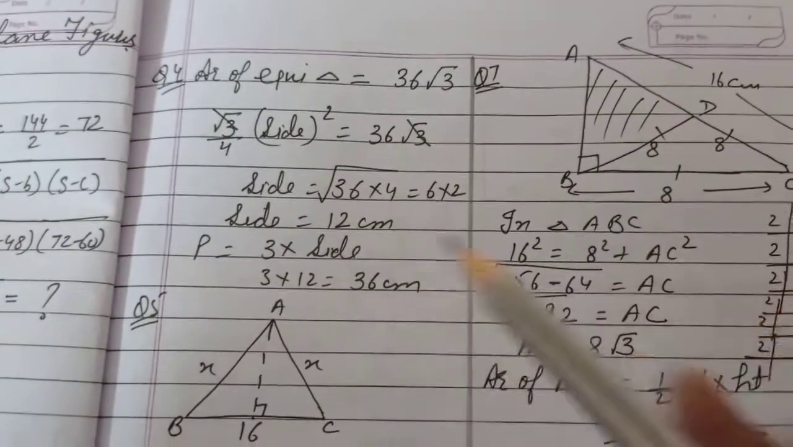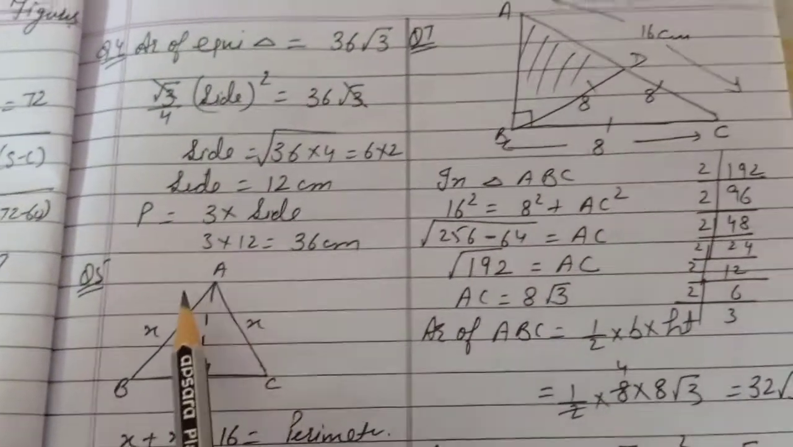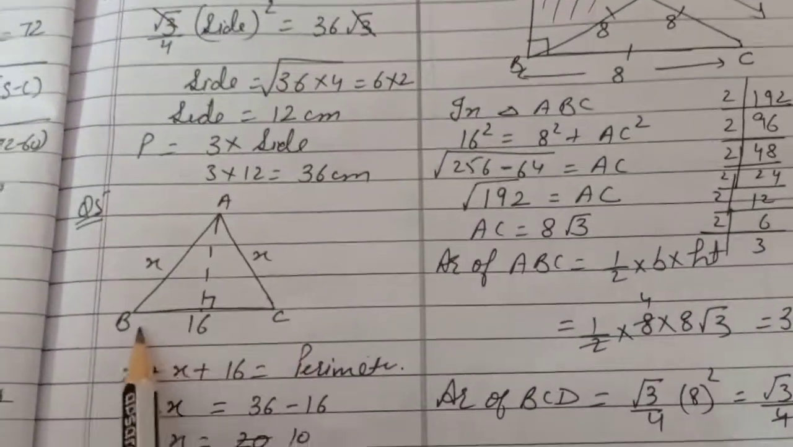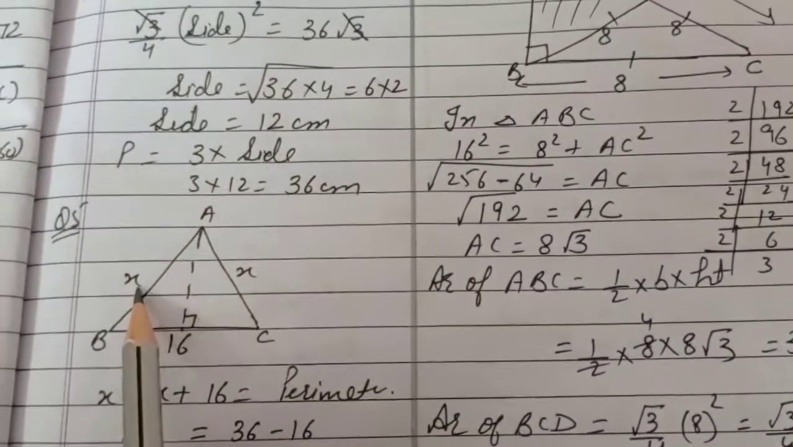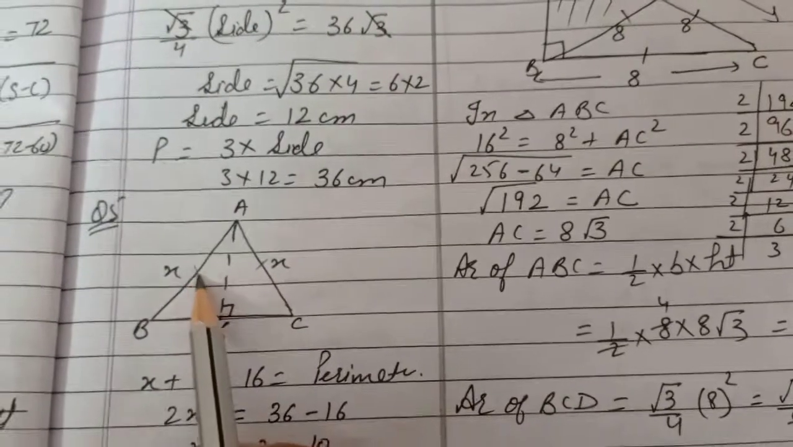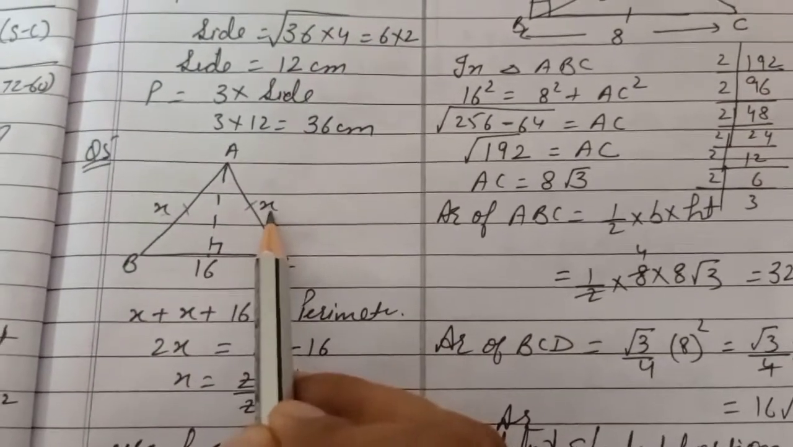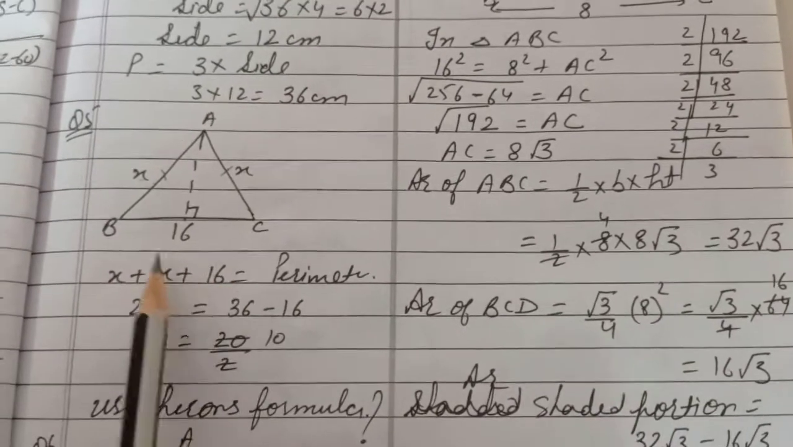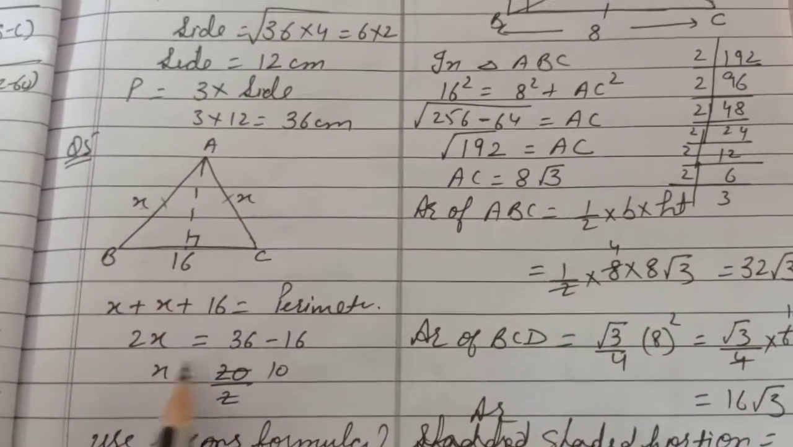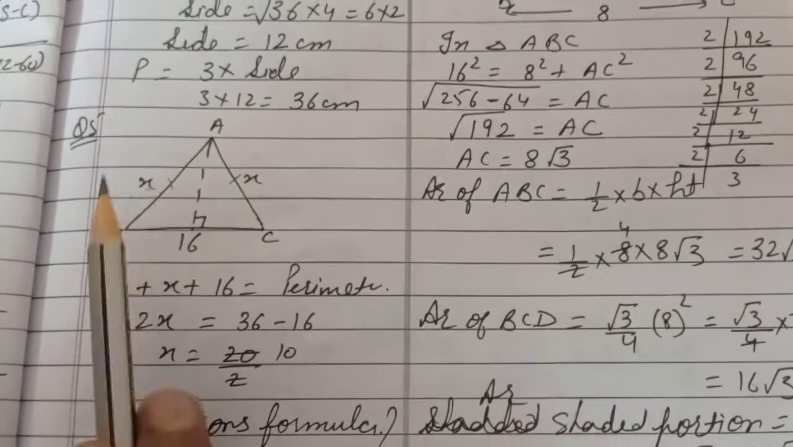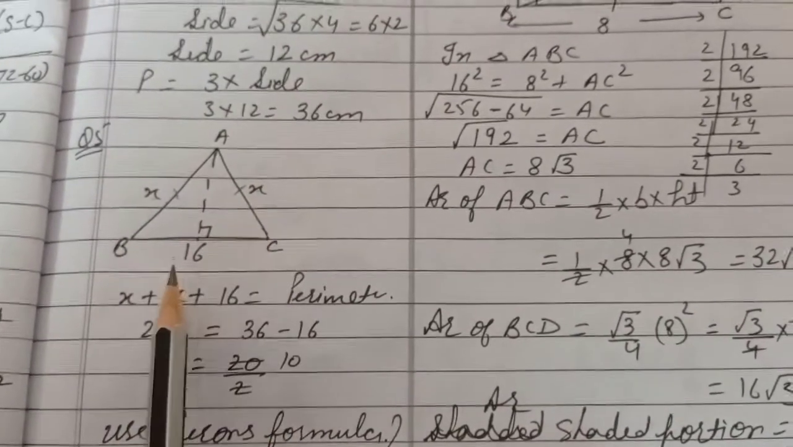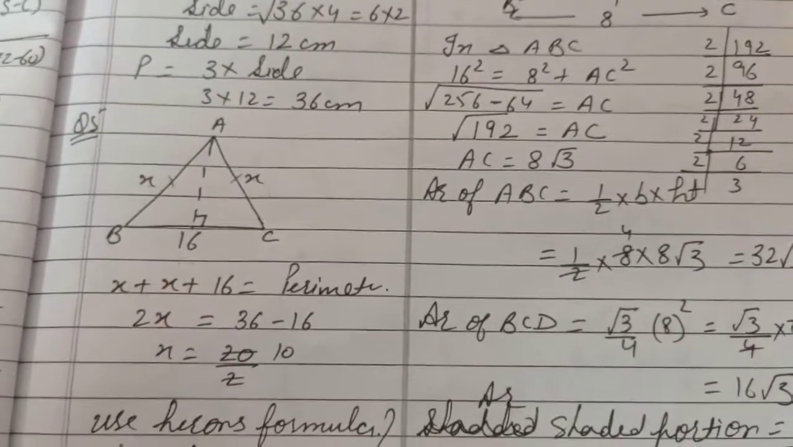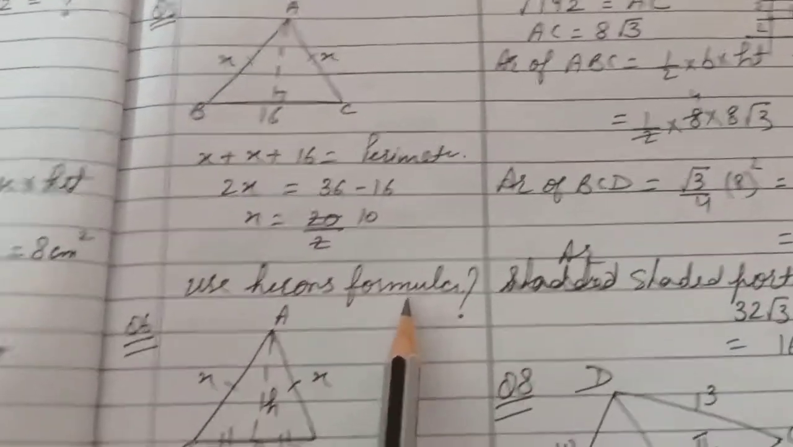Fifth question. Find the area of isosceles triangle whose perimeter is given and base. This is base of isosceles triangle, and you know that in isosceles triangle 2 sides are equal. I took these 2 sides as x. Now children, you are given perimeter. Perimeter is what? Sum of all the sides, x plus 16. So x is what? 10. That means this side is 10, 10 and 16. You are asked to find out area of this triangle, that using Heron's formula you can find out.